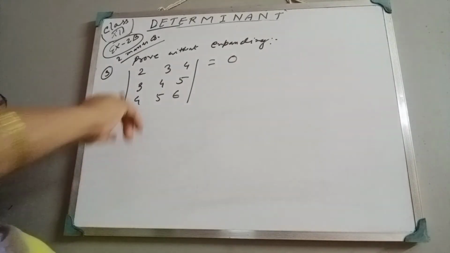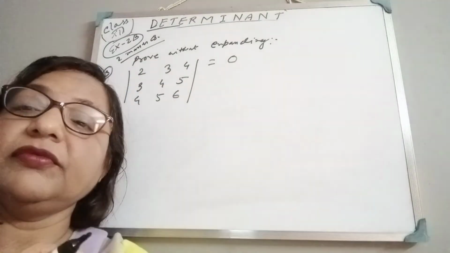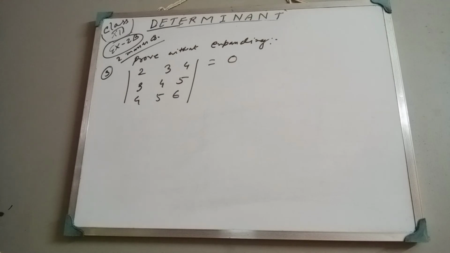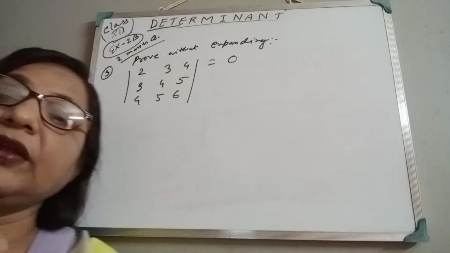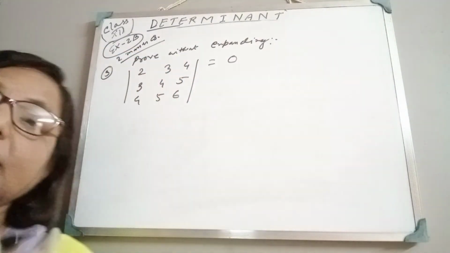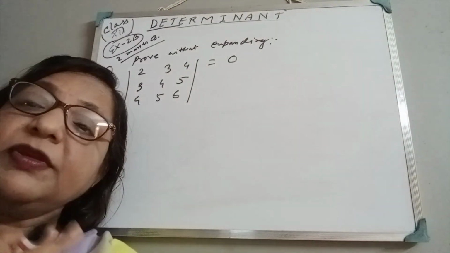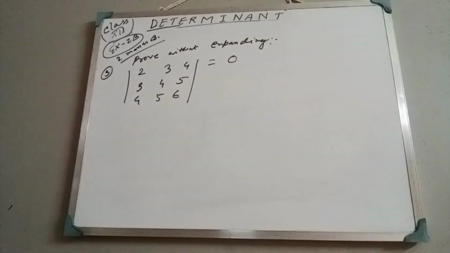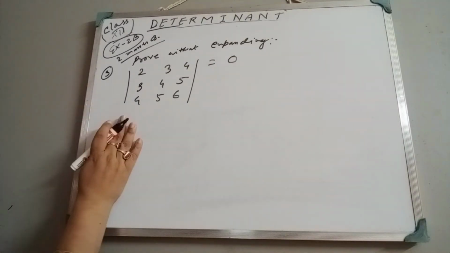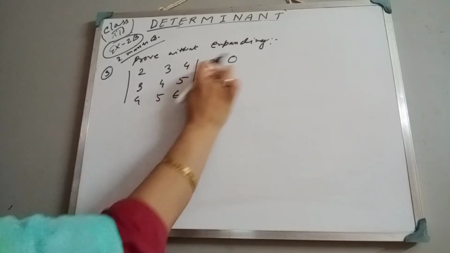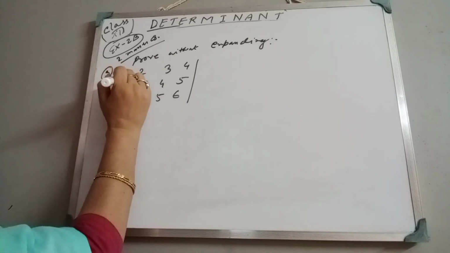But here we cannot follow the expansion rule. If we could follow the expansion rule, then easily we would get the value of the determinant as 0. But here the question is without expanding, that means we have to follow the properties only. So 2, 3, 4, 3, 4, 5, and 4, 5, 6. This is the given determinant. So let's start with the left hand side. Let me rub this part and write here LHS.